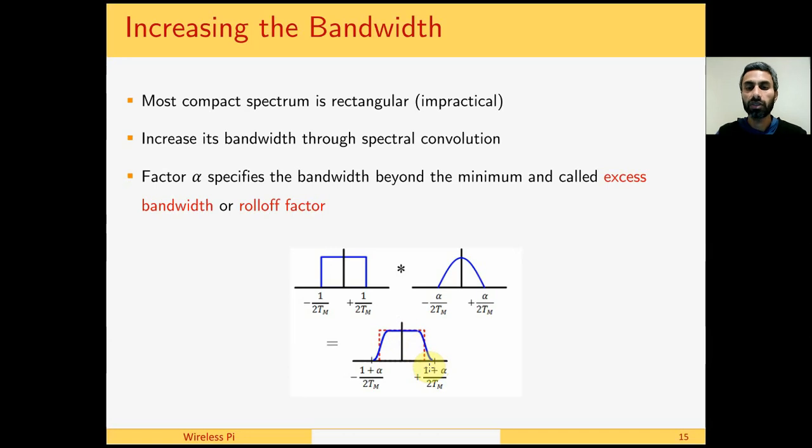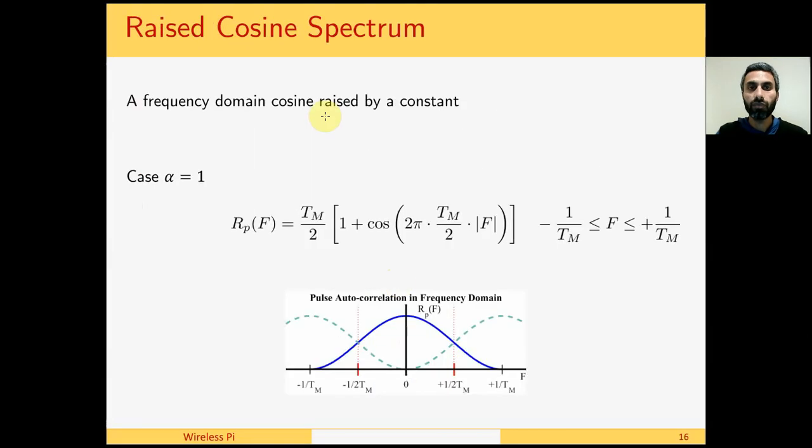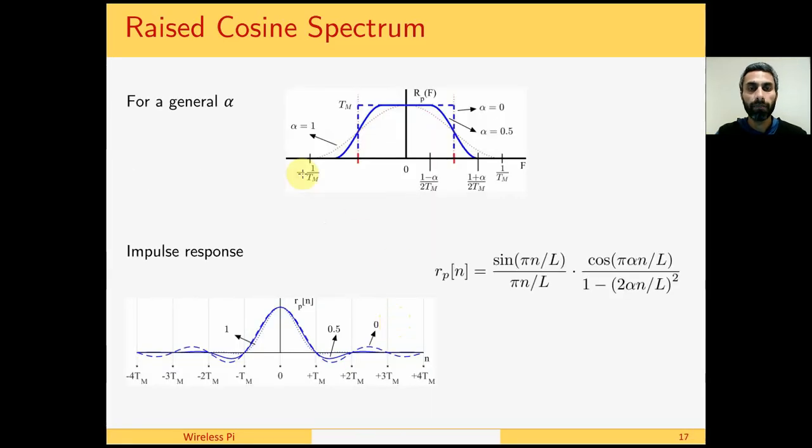This extra width which comes from this resulting convolution in frequency domain during our pulse shape design procedure is called excess bandwidth or roll-off factor. For example, raised cosine spectrum is the most common name you would have heard. A raised cosine formula is given by this, the pulse shape is given by this, but the main concept is the same. This comes from the convolution of a rectangular spectrum with an even spectral lobe. So for a general alpha, where alpha is the excess bandwidth, we have this formula, and you can see the symmetry around 1 over 2 Tm and minus 1 over 2 Tm.